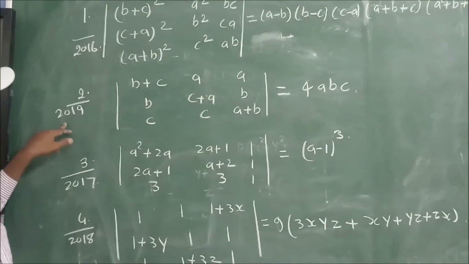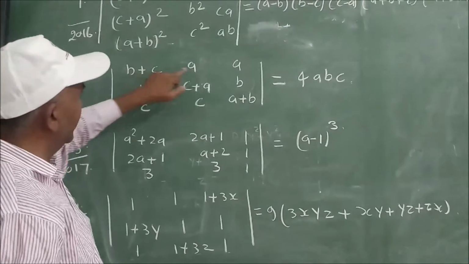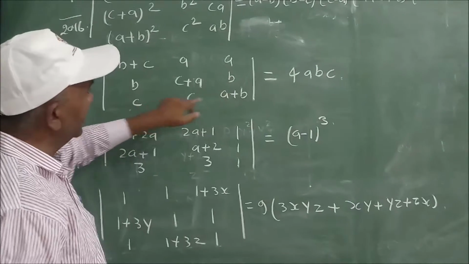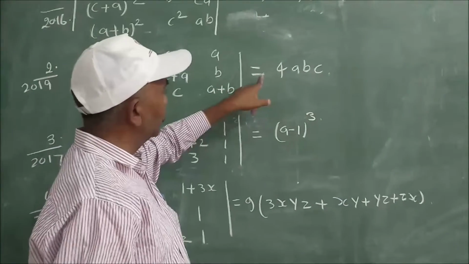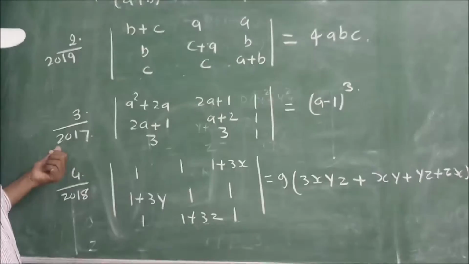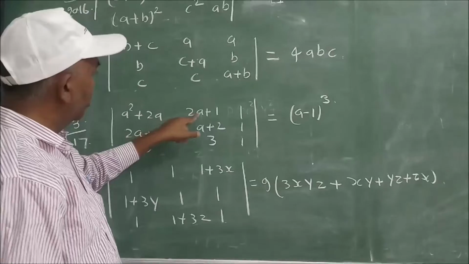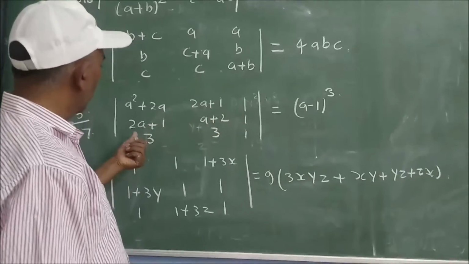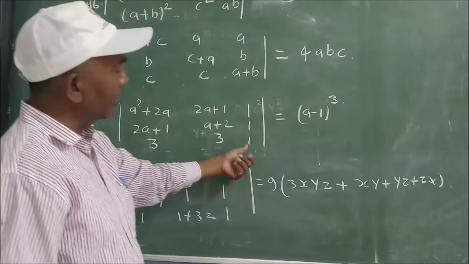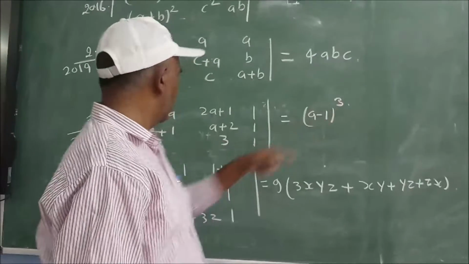Next question was asked in 2019. So this will be b plus c, a, b; c plus a, b, c; a plus b, and we have to prove this will equal to 4abc. Third question is 2017. So this will be a square plus 2a plus 1, 2a plus 1, 1; 2a plus 1, a plus 2, 1; 3, 3, 1, and this will equal to a minus 1 whole cube.